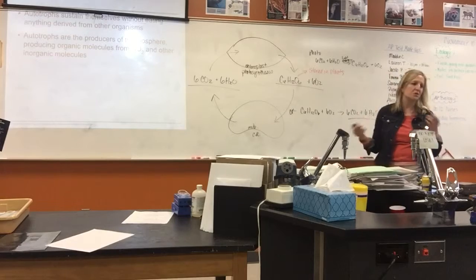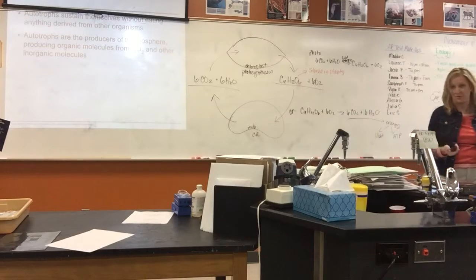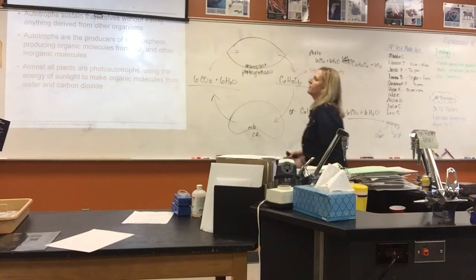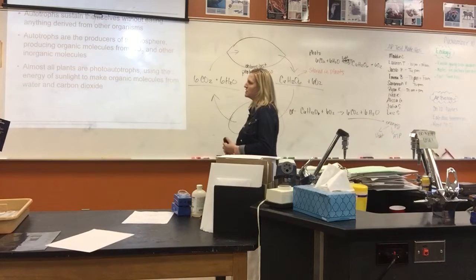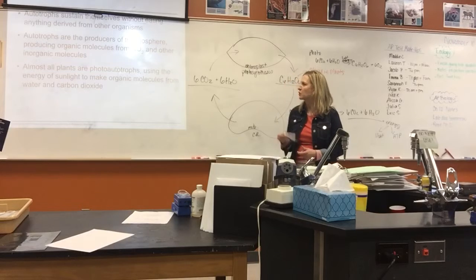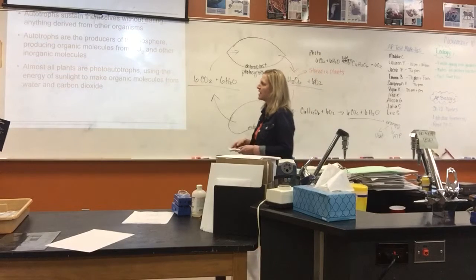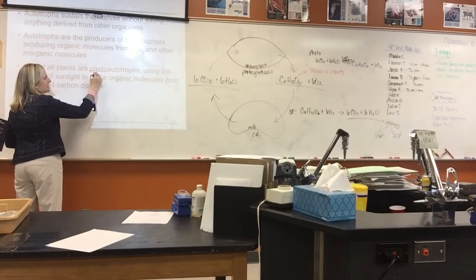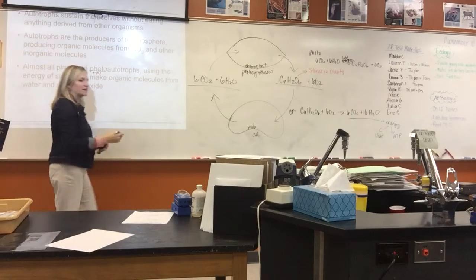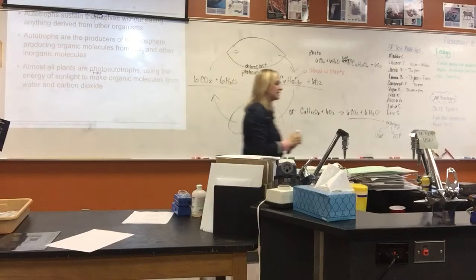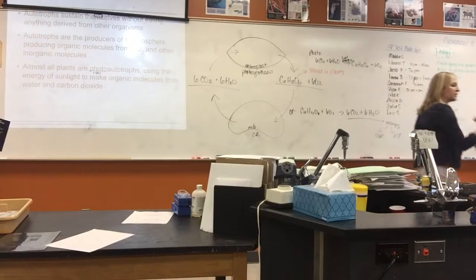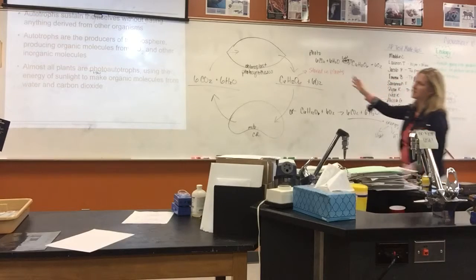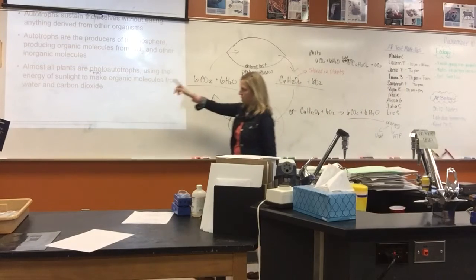So autotrophs and producers are referring to the same types of organisms. Almost all plants are photoautotrophs, using the energy of sunlight to make organic molecules from water and carbon dioxide. Photo means light, and autotrophs means that they are self-feeding, so they are self-feeding using energy from light. So that's what a photoautotroph is, basically: they do photosynthesis.